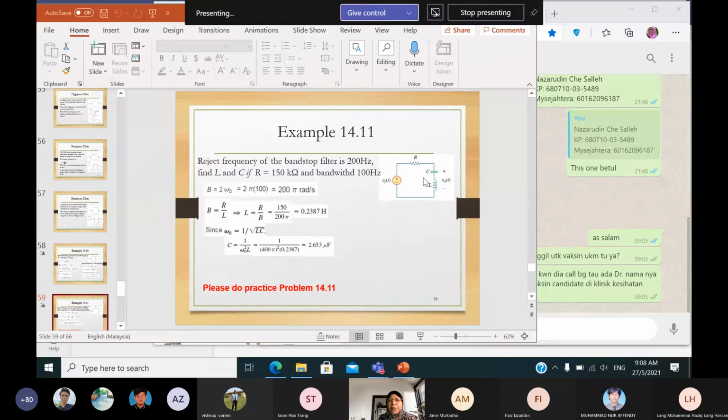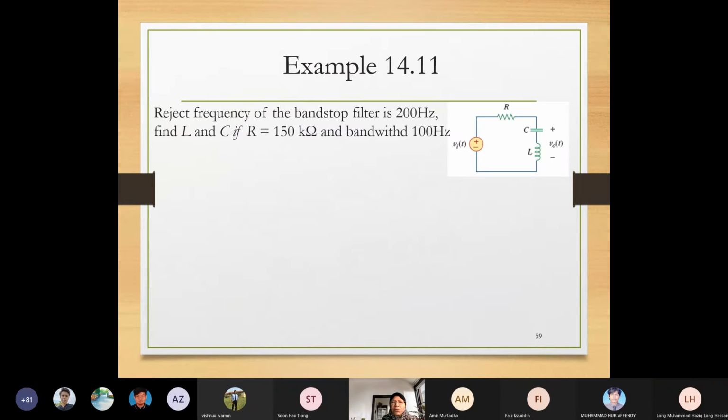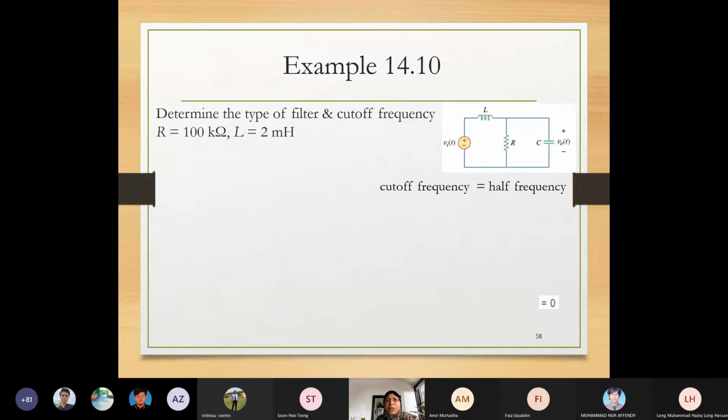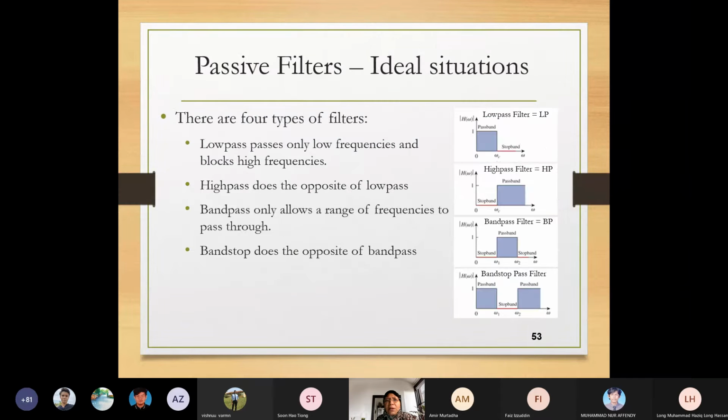Okay, our last lecture stopped at slide number 59, right? Okay, so before we continue, let us recall types of filters.